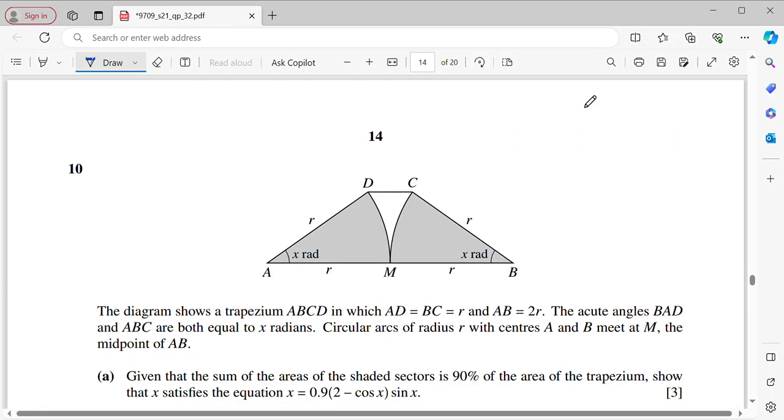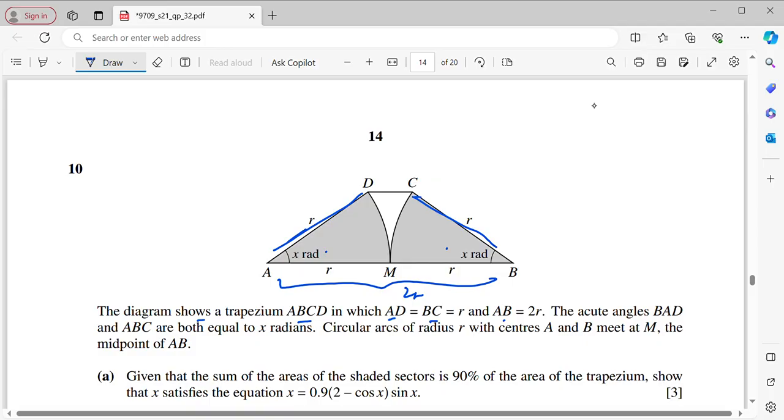Okay, now let's move on to question number 10. The diagram shows a trapezium ABCD with AD equals to BC. So AD equals to BC, both are R. AB equals to 2R. So here is 2R. Alright, the acute angle BAD and ABC are equal. Both equal to X. Okay, here X.